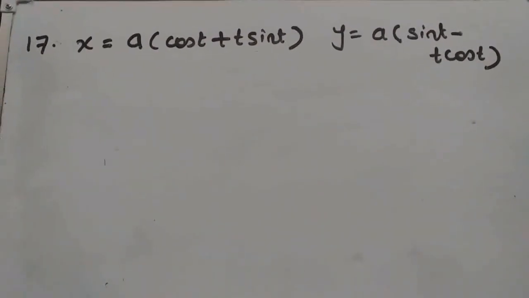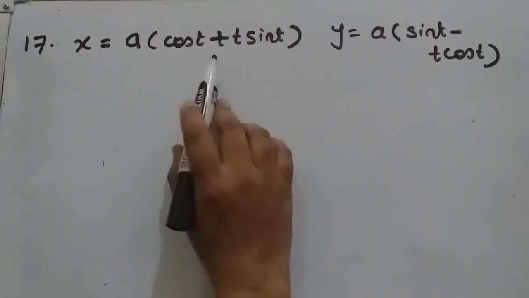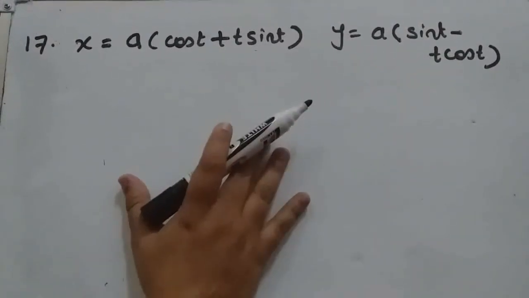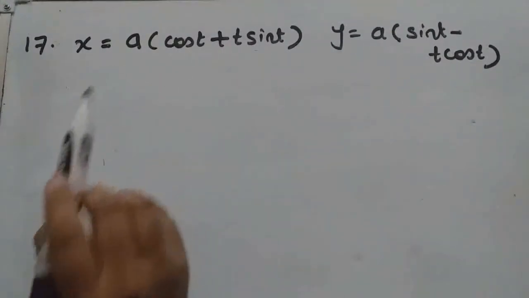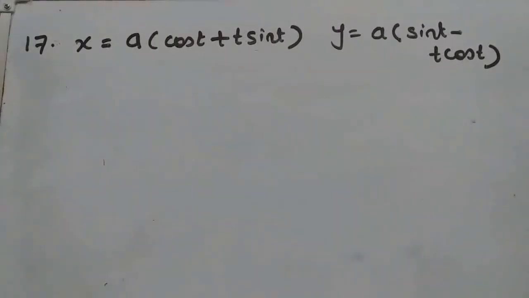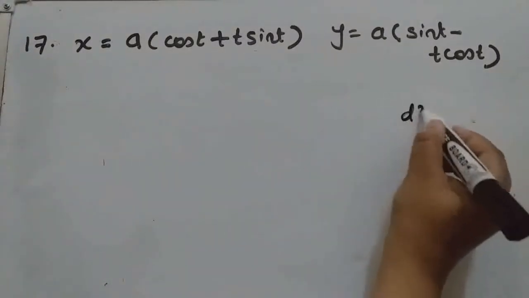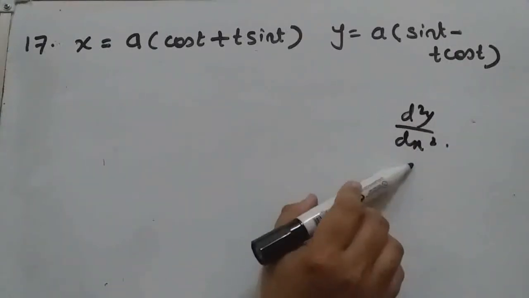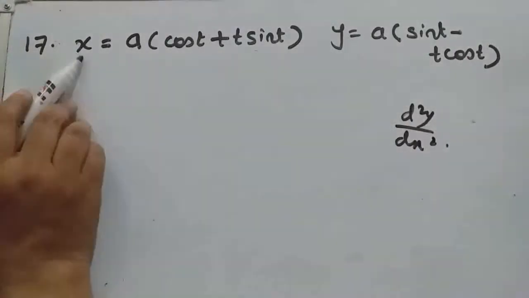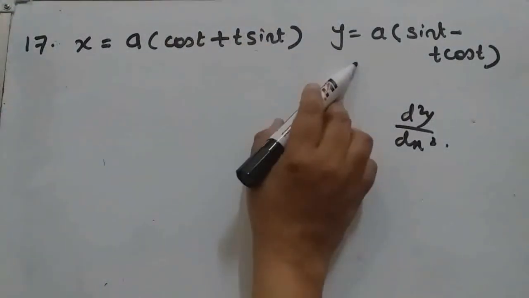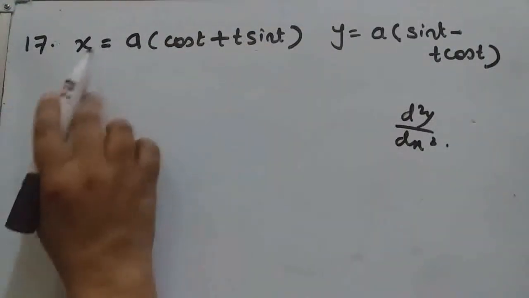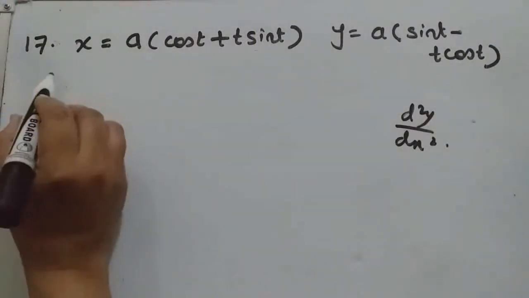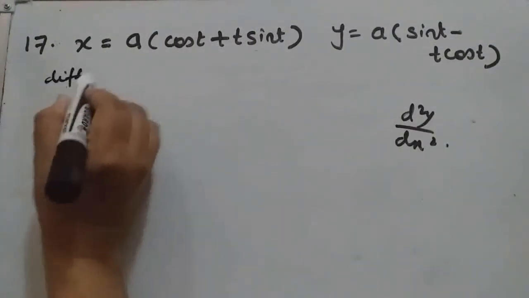Question number 17. x is given in terms of t, y is given in terms of t. That means parametric form of question. Okay, find d square y by dx square. This value we should find. So first we will find dy by dx. So for that we should find dx by dt and dy by dt, then dy by dt divided by dx by dt. So x is given by this, so differentiate with respect to t.